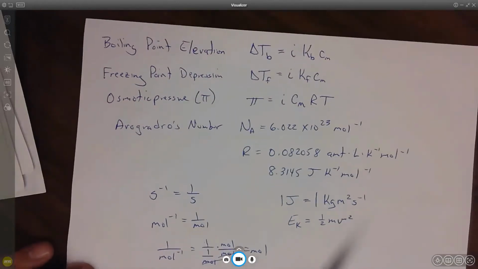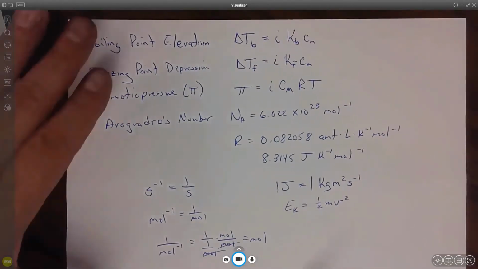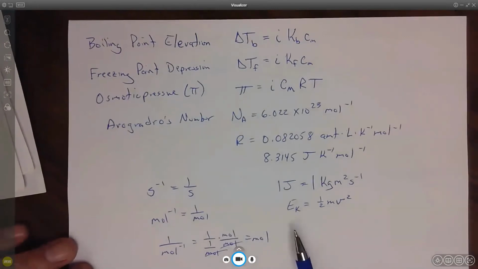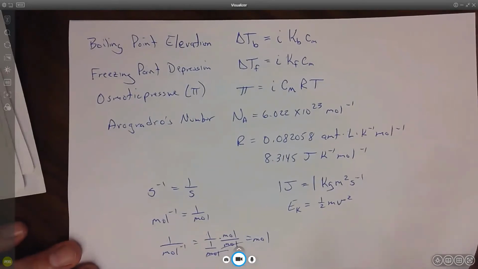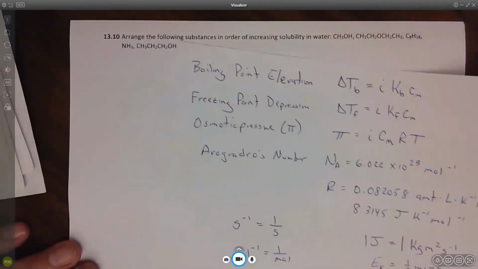Okay, now that is all of the equations. We haven't talked about basically anything on this page, and we'll do that later today. Any questions about any of that good stuff? Okay, everybody good. Okay.